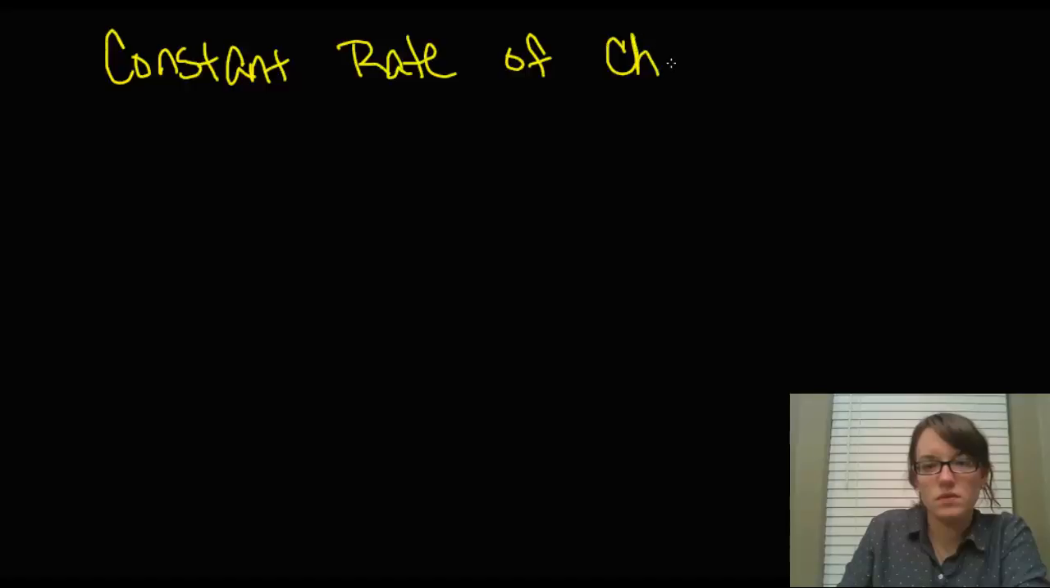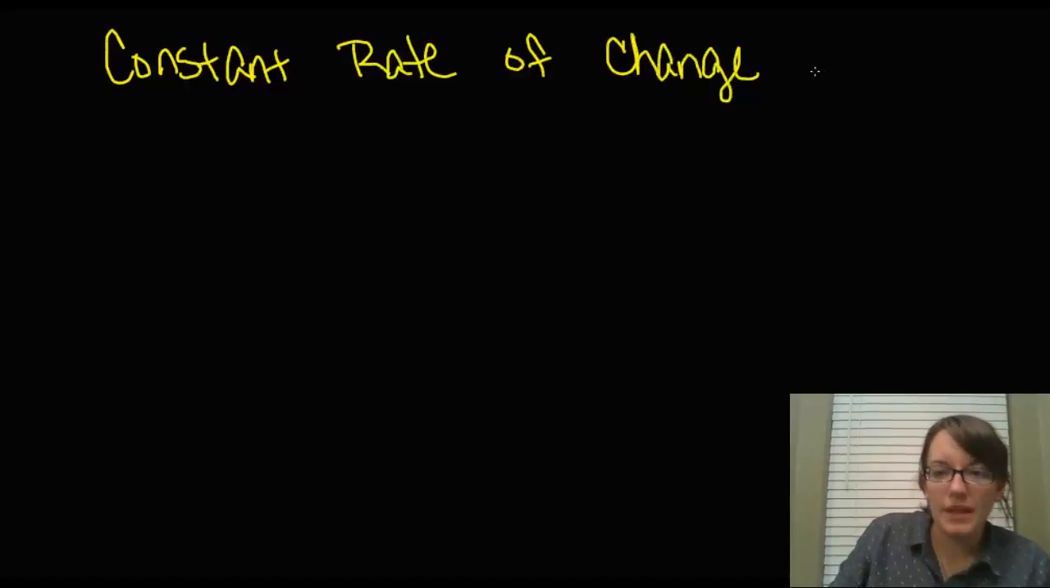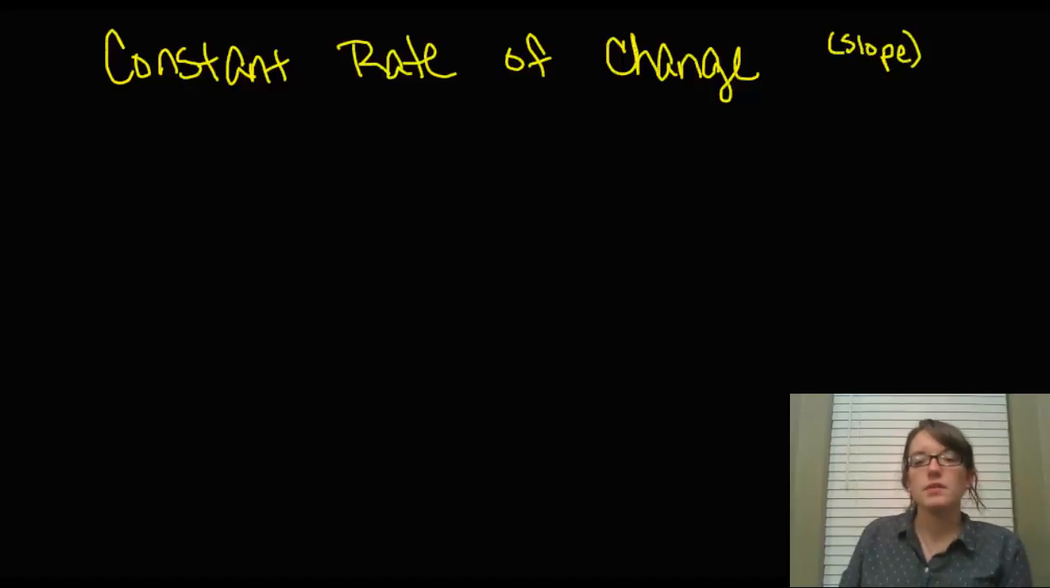Today's lesson is over constant rate of change. What constant rate of change is basically, it's going to be slope one day. That day is not today, but just remember that word slope.